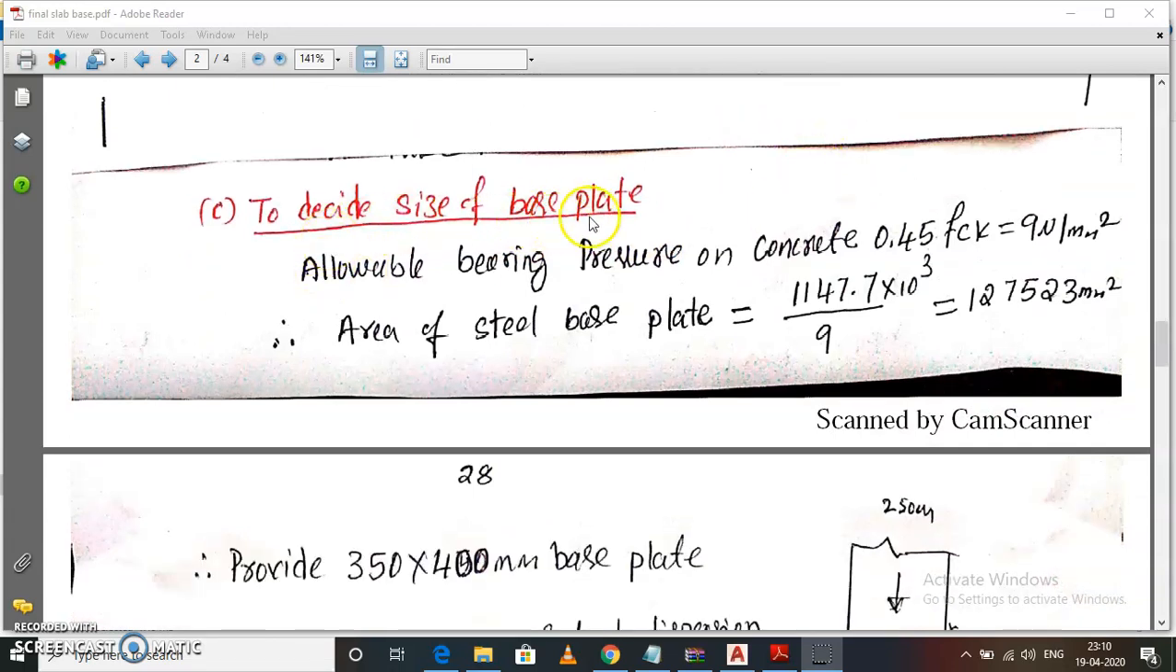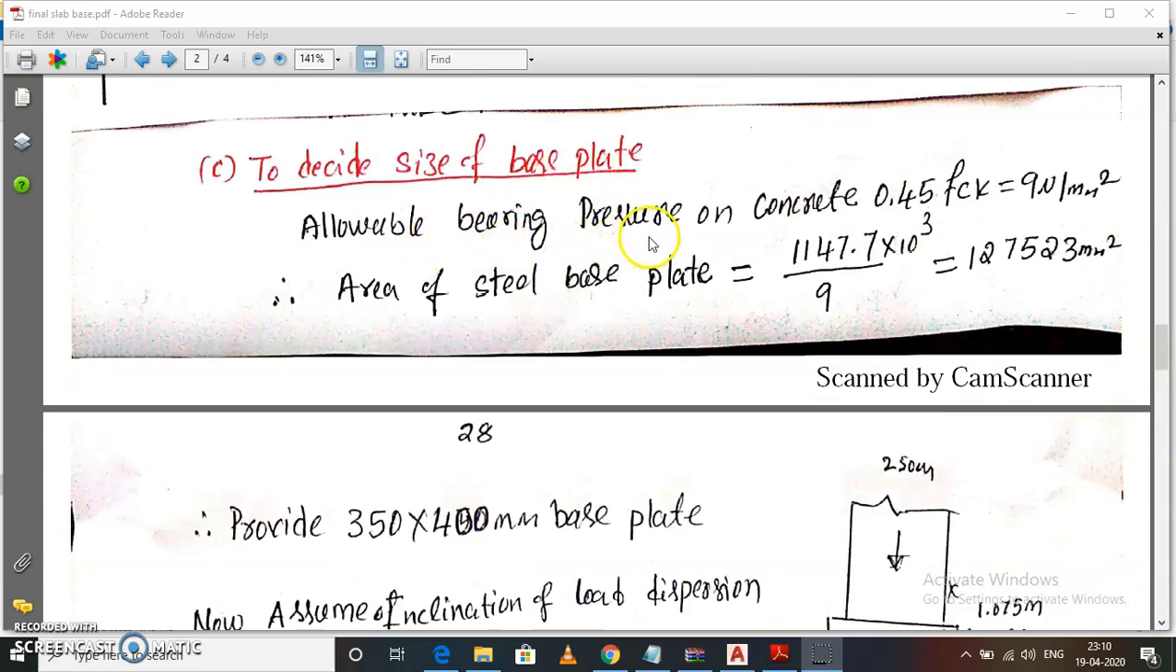So decide the size of the base plate. The allowable bearing pressure on the concrete is equal to 0.45 times FCK. This is the standard formula, that is the maximum stress the concrete can take. So we have taken 0.45 FCK, that is 9 Newton per mm square. Sometimes they may specify the allowable bearing pressure on the concrete as 8 or 7 or 6 Newton per mm square. If they are not mentioned, we can take the standard value of 0.45 FCK, that is 9 Newton per mm square.